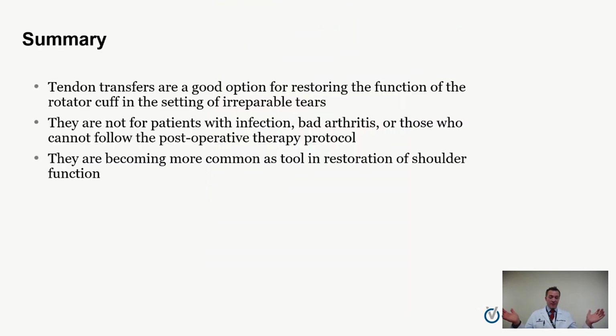So, in summary, tendon transfers are a good option for restoring the function of rotator cuff tissue in the setting of irreparable tears. They're not for patients who have infection. They're not for patients who have bad arthritis and those who can't follow the post-operative therapy protocols. They are becoming more common as a tool in restoration of shoulder function.